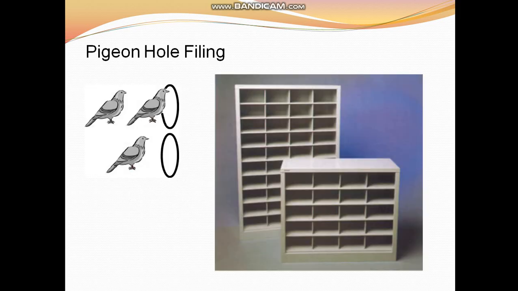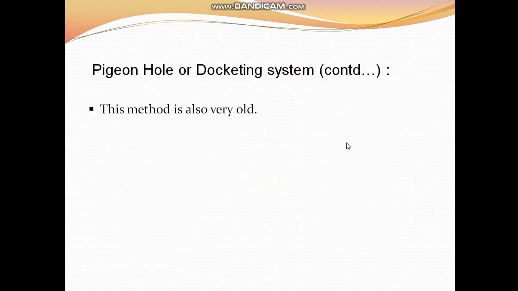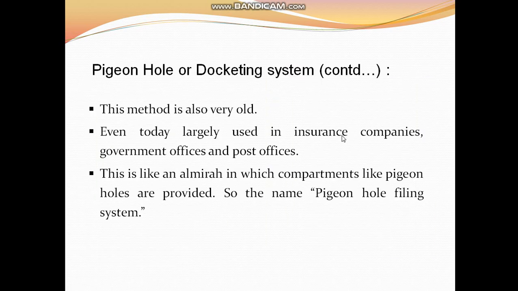The second of the old methods of filing is the pigeonhole filing system. Generally this kind of filing we see nowadays in post offices. This is also one kind of pigeonhole filing system. It is also called the docketing system. This method is also very old, and even today it is largely used in insurance companies, government offices and post offices.